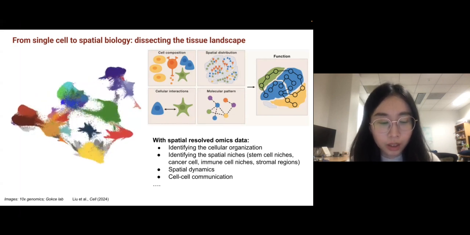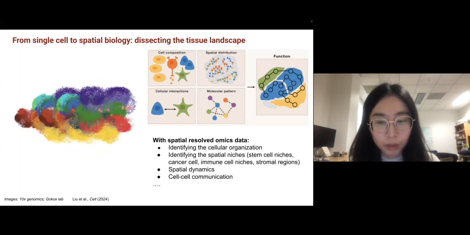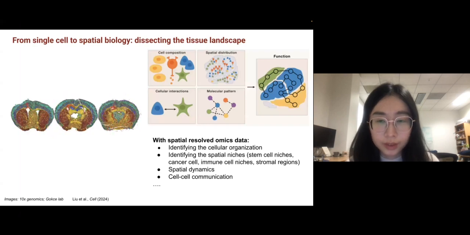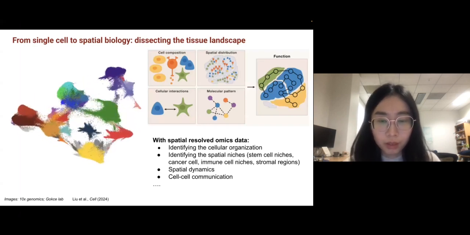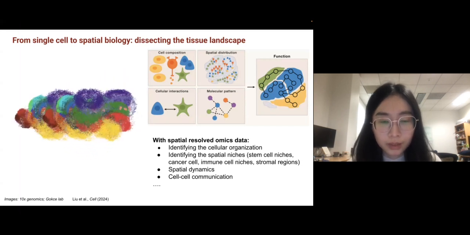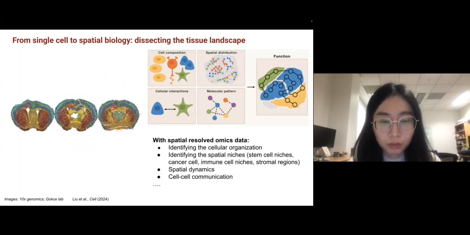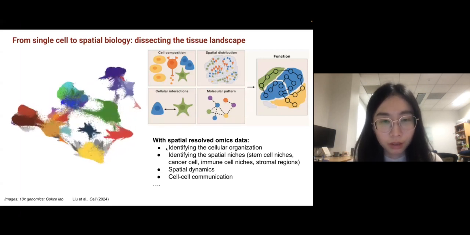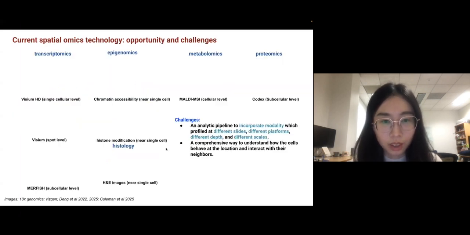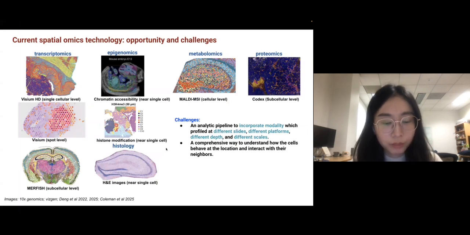And in a lot of analyses, we're interested to know, for example, the stem niches or the cancer niches, which may be related to how the cancers are associating with immune cells, or how immune cells are infiltrating into the cancer regions. So overall, there are a lot of questions related to spatial biology.